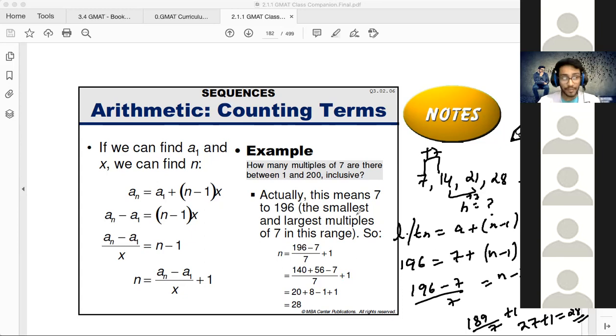So whenever such a sequence is given where you have the first term and the last term, put it in this equation directly: Tn equals A plus (N minus 1) into D. In place of Tn you will put 196. A is always your first term, D is the common difference, and because it's a multiple of 7, of course the common difference will be 7. Get the value of N accordingly. So just one formula: A plus (N minus 1) into D.